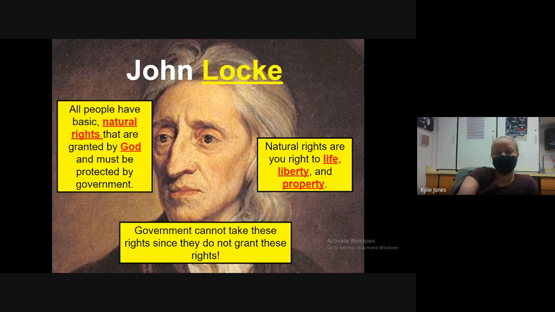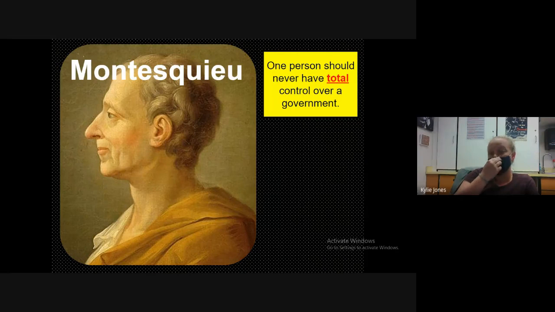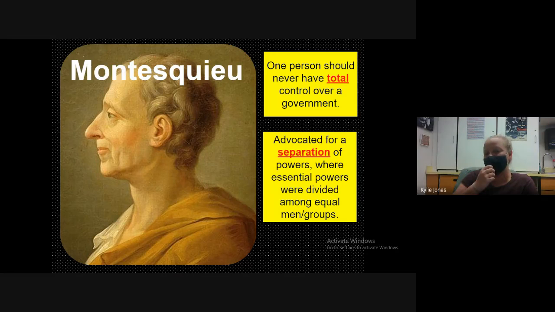Okay, here we go. Okay, I don't think I can say this one. Montesquieu. One person should never have total control over a government. I also agree with this. One person should not control the whole government. Okay. That's different. My classroom it's much different than the government. He advocated for the separation of powers, where the most important powers of being a leader were divided up among equal groups of men, or just equal, like men in general, some men. It was never women back then, only men. They were not great.